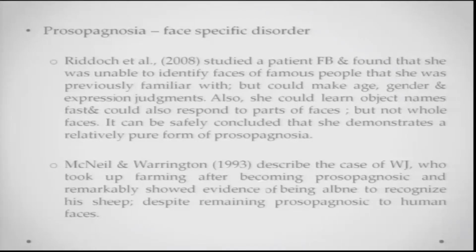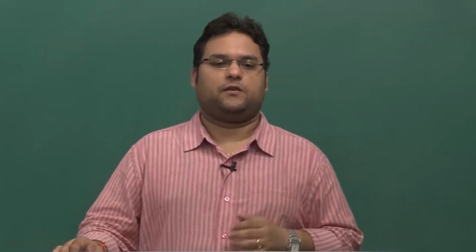Now, is prosopagnosia a face specific disorder? Rossion and colleagues in 2008 studied the patient FB and found that she was unable to identify faces of famous people and those she was previously familiar with, but could make age, gender and expression judgments. Also, she could learn object names almost as fast as other controls. So, it could be safely concluded from the studies on FB that she demonstrates a relatively pure form of prosopagnosia. Everything else is intact, all other abilities are intact, only the ability of recognizing faces is suffering. So, that is why this was regarded as a pure form of prosopagnosia.